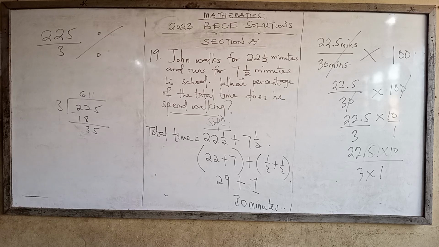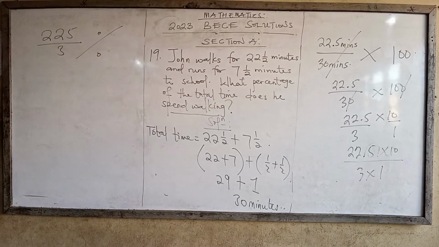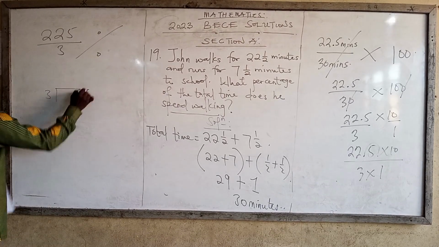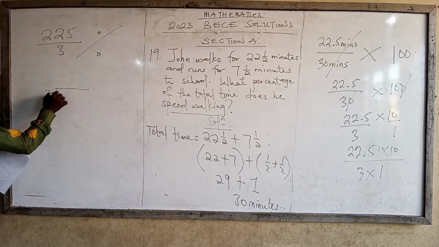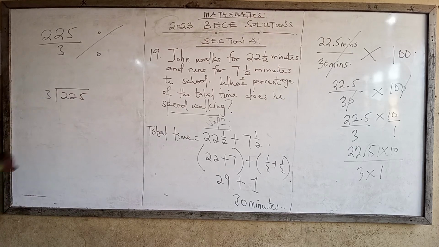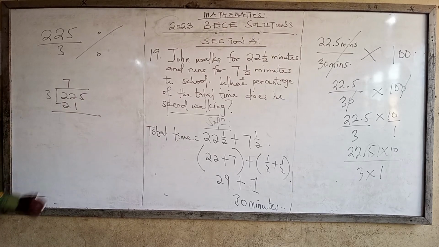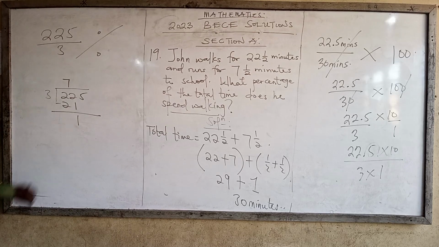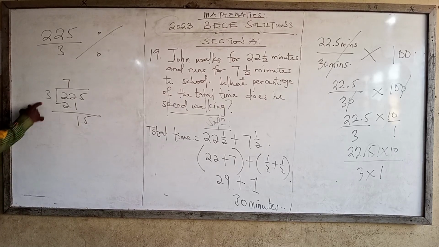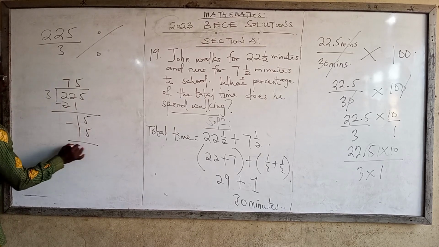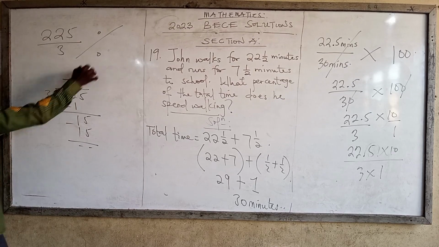Alright, so let's see the division again. 3 out, 225. 3 going to 22 how many times? 7 times, right? So 7 times 3 you obtain 21. You subtract, you obtain 1, right? And 1, we add 5, drop out 5, making 15. 3 going to 15, 5 times. 5 times 3 you obtain 15. You subtract.